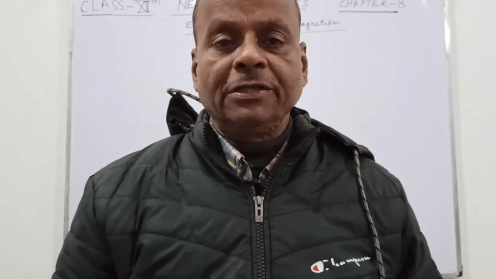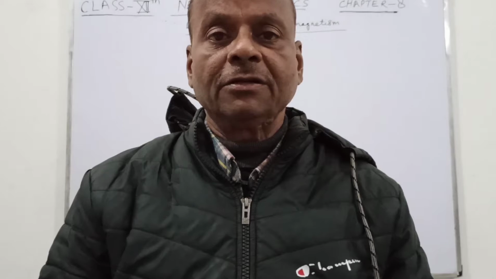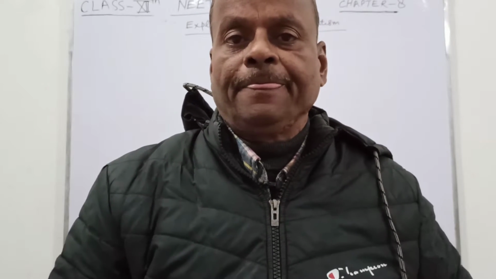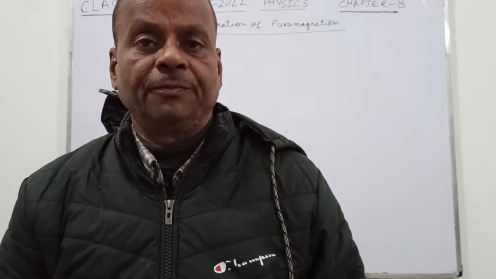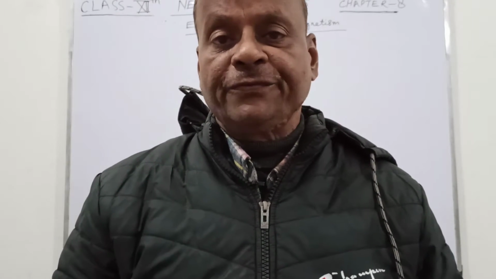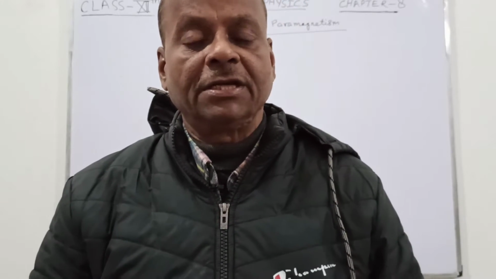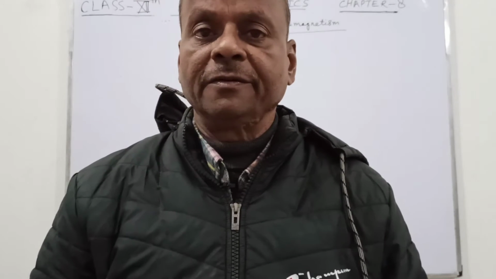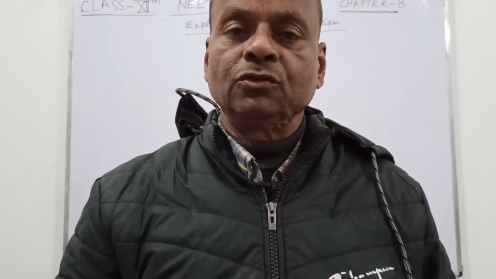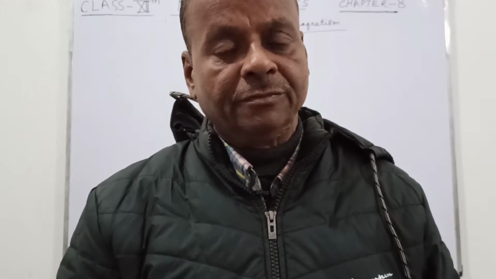Today in class 12th, I am taking the topic, the explanation of paramagnetism. We know that the magnetic properties classify the material into three categories. One is diamagnetism, second paramagnetic, and third ferromagnetic. So today I am taking the explanation of paramagnetism.